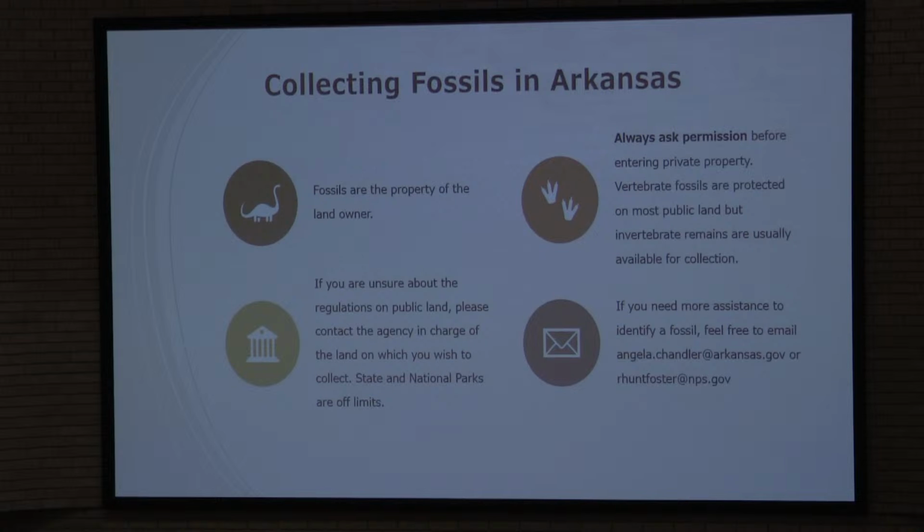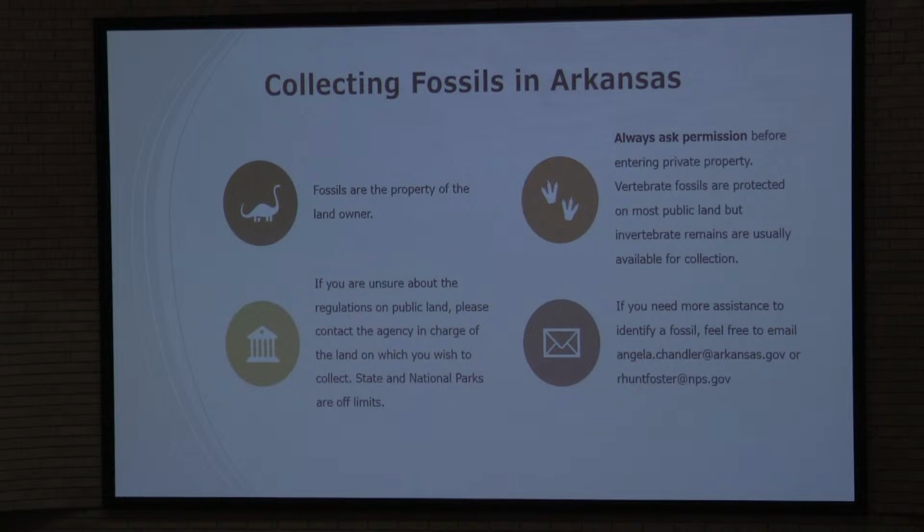So for instance, if you came to Dinosaur National Monument and wanted to collect some crinoids, you can't do that because you can't pick up anything inside a national park. But if you go across the river onto the BLM land, then it's okay because that's what we call a common invertebrate fossil. So always ask permission about whose land you're on and what you're going to be looking for.